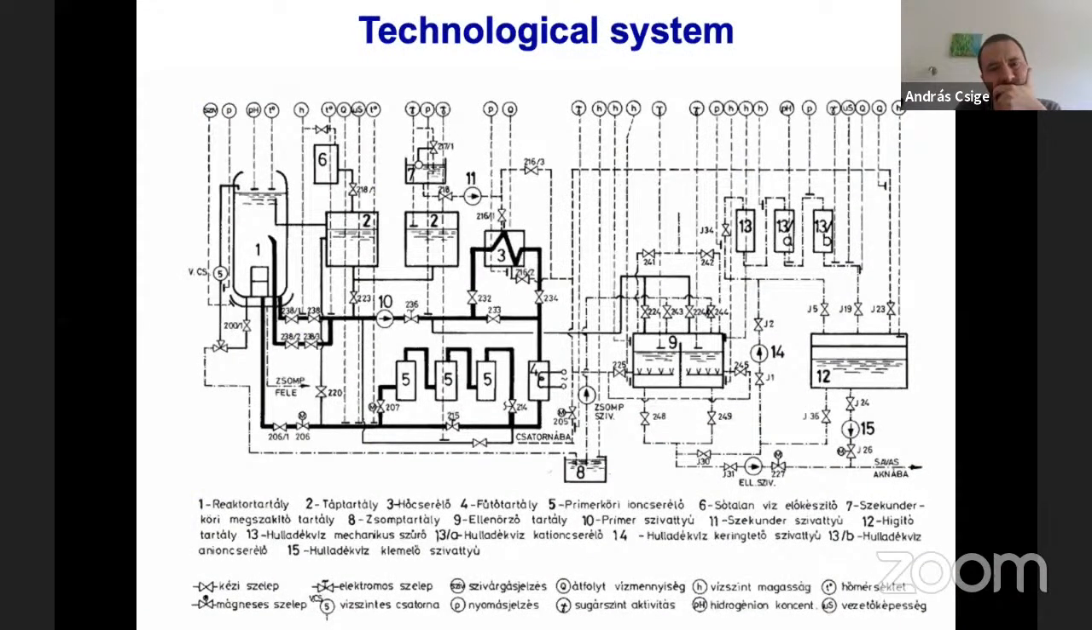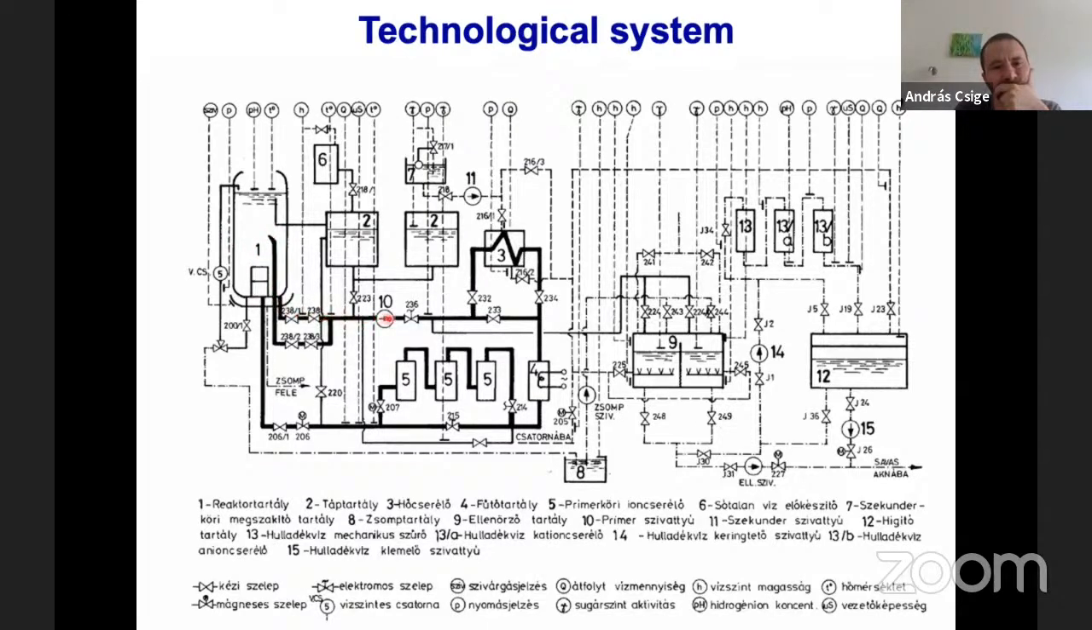This is a simplified drawing of our technological system. On the left side, primary and secondary coolant loops can be seen. Water normally enters the reactor tank through the bottom, below the core basket. When cooling is needed, water is taken from a region above the core exit through this pipe.